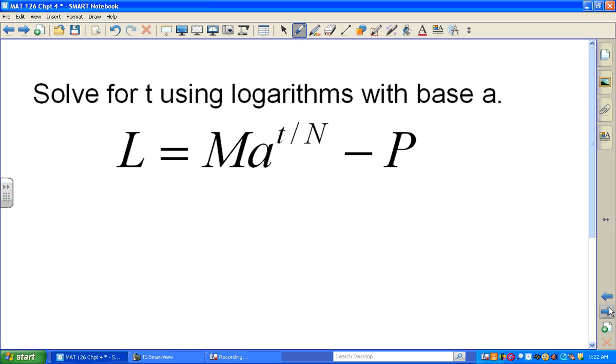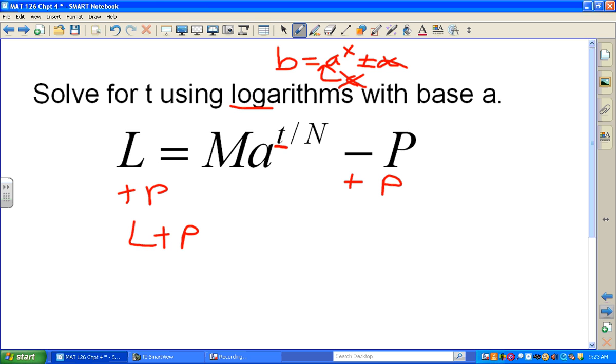All right. So we just said that before we can solve for t using logarithms, it has to look like this. It has to look like b equals a to the x. In other words, you can't have any coefficients here, and you can't be adding or subtracting anything here. So, a couple things have to leave. First of all, the p or the m, which one do you want to get rid of first? All right, so you can add to both sides.